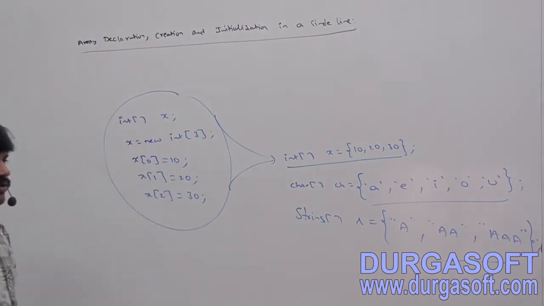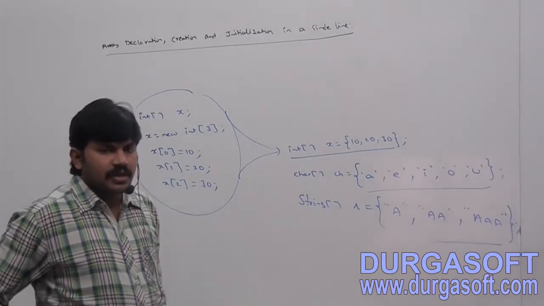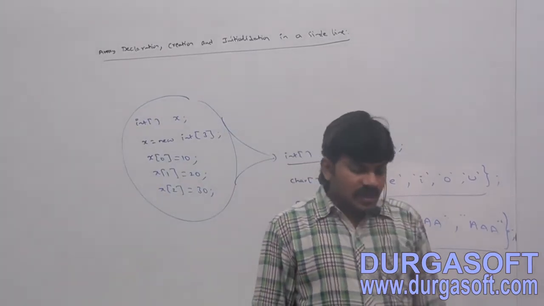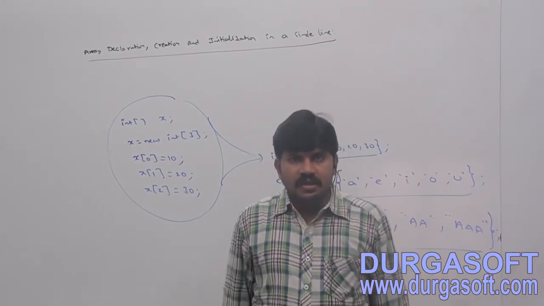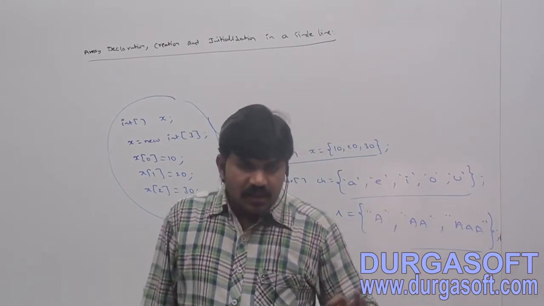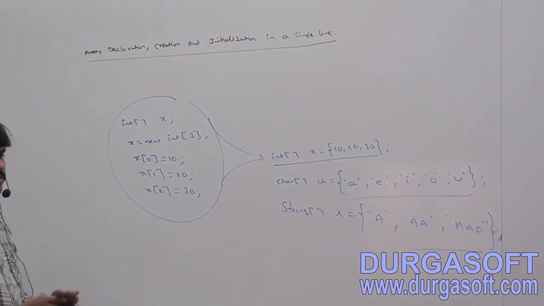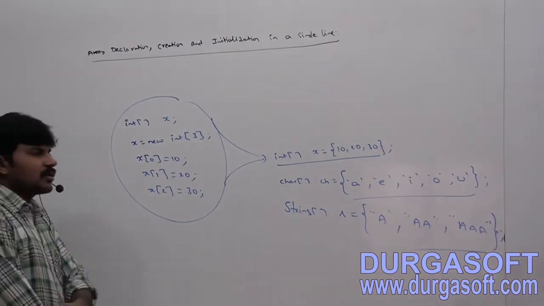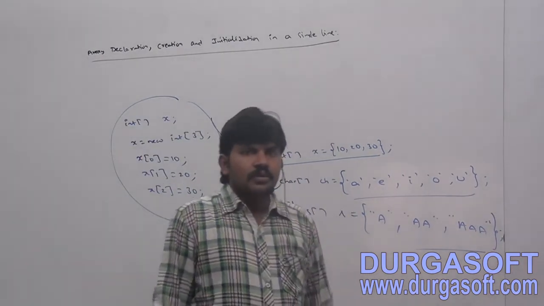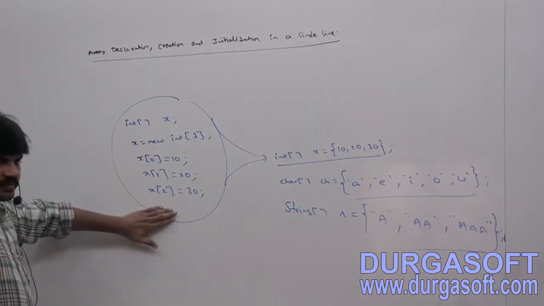We can declare, create, and initialize an array in a single line, within brackets. Shortcut representation. Take this point well.